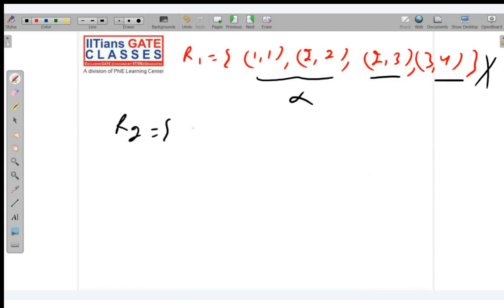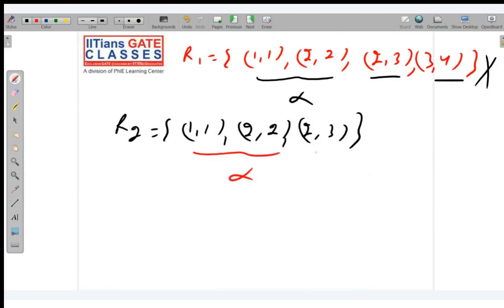If we take R2: (1,1), (2,2), (2,3). So now these are two self loops. Ignore them. (2,3) is there. Where is (3,4) or (3,5) or something? There is nothing extra. So you will simply say it is transitive. Are you getting it?